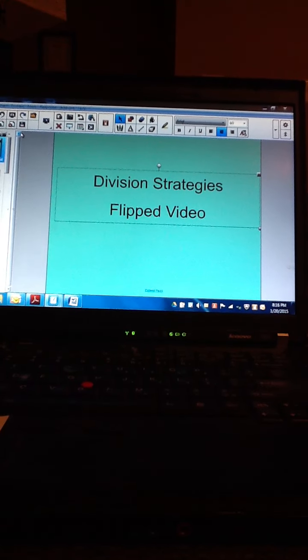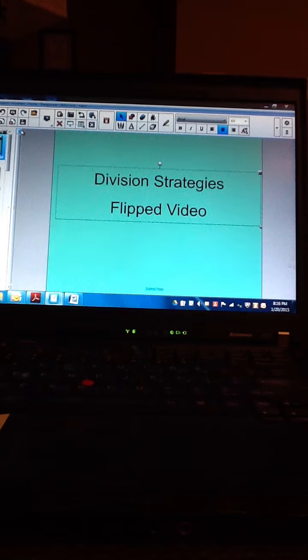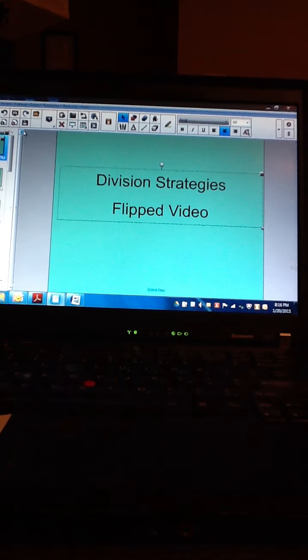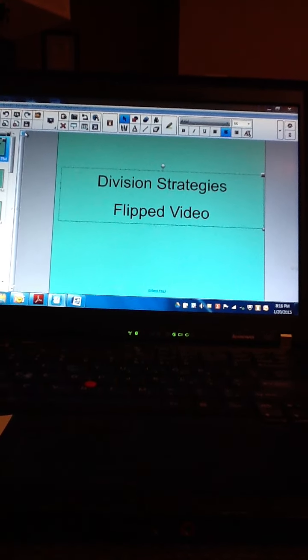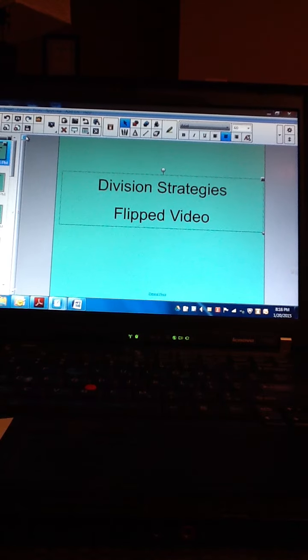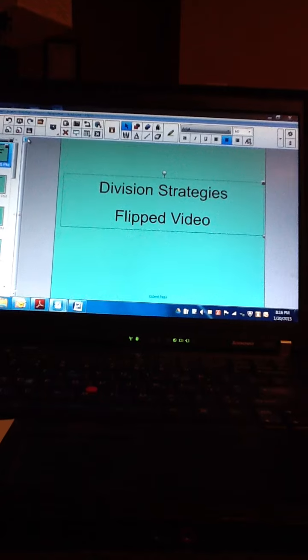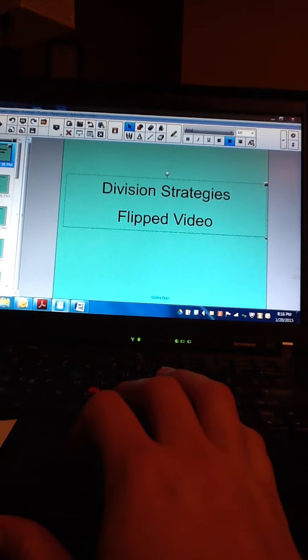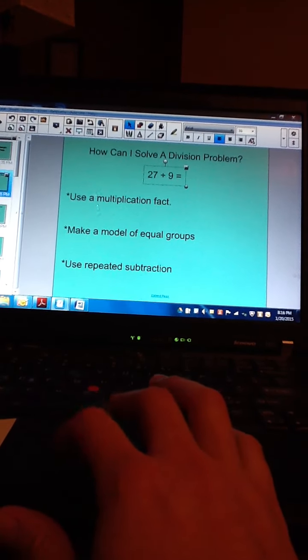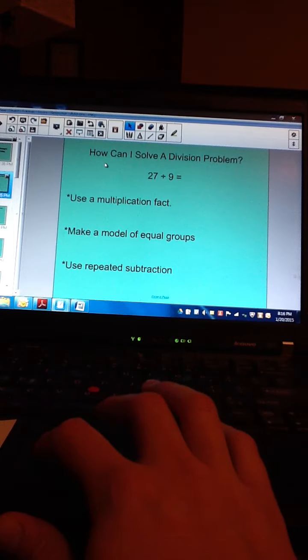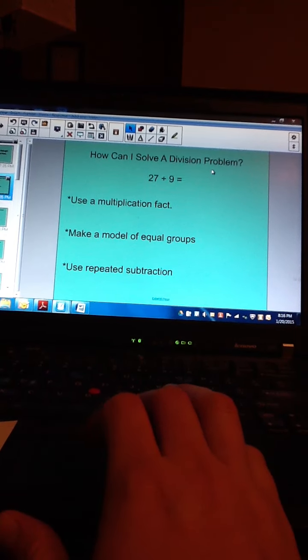That way, whenever we start solving some of the harder division problems, like in My Center or a little bit more, you will have these strategies that will help you solve those larger division problems. So let's take a look at some of these strategies. The first thing I have right here is, how can I solve a division problem?